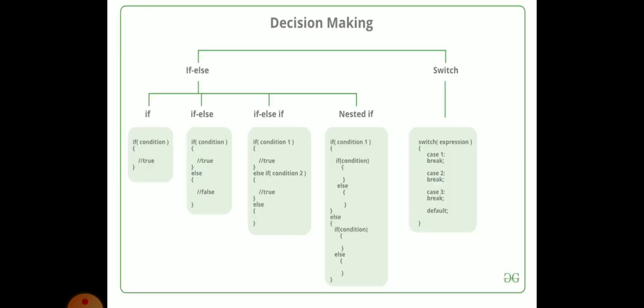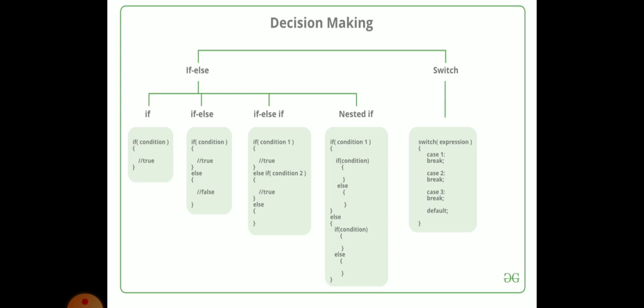So in C, we make use of these decision making statements. The first one is the set of if statements: if statement, if else statement, and if else if statement for checking compound conditions. And we have nested if statements also to check for a set of conditions in a program, and we make use of the switch condition that we may see later in the session.